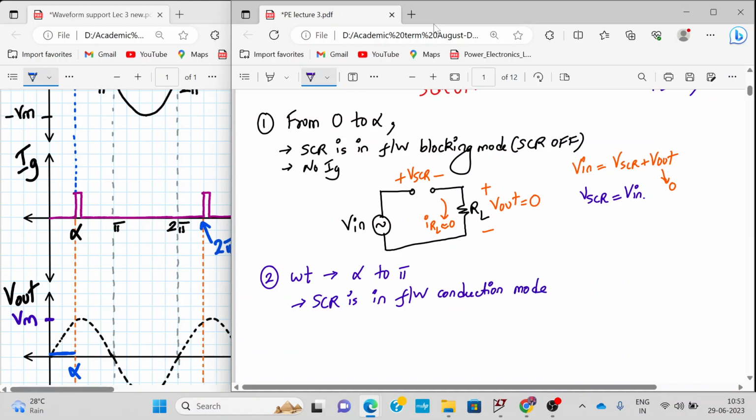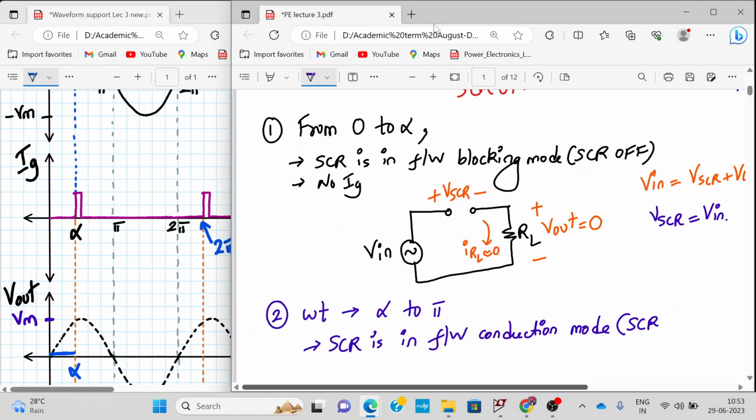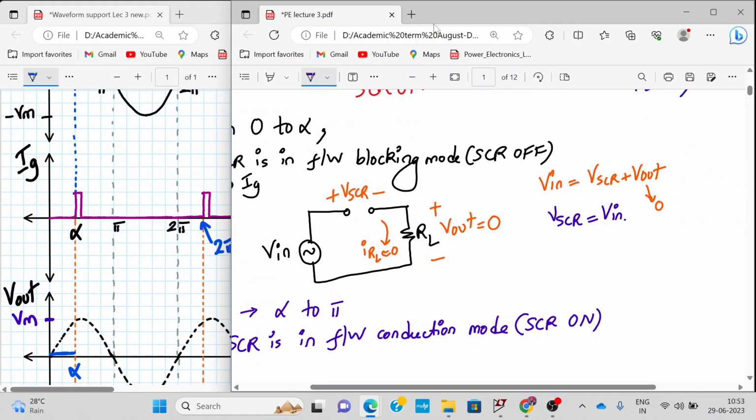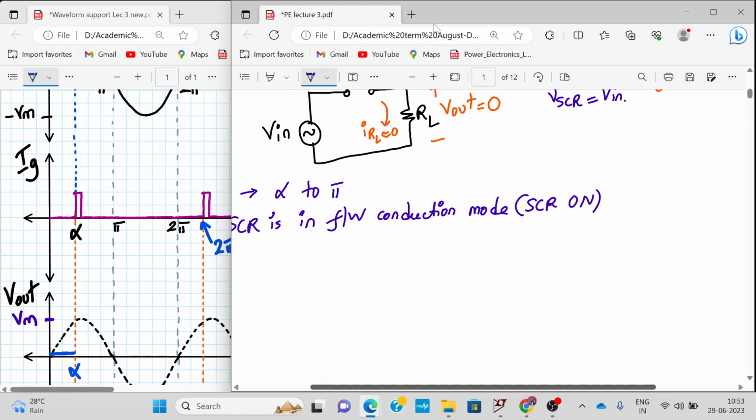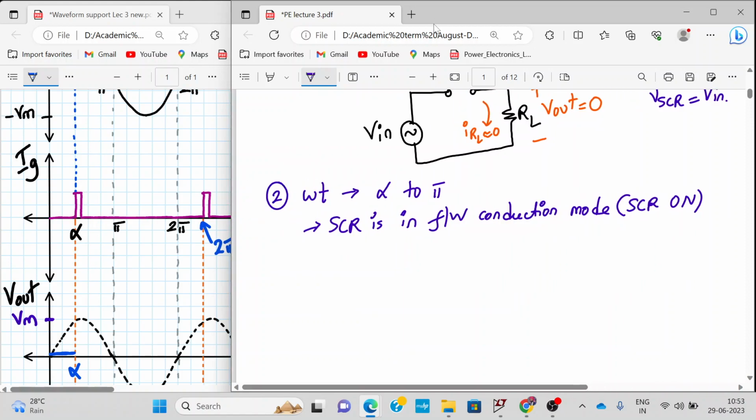Okay, so SCR is in the forward conduction mode means what? The SCR is on. SCR turns on over here. So when SCR turns on, it will behave as a short circuit. It is replaced by a short circuit because the voltage across the SCR is considered to be almost zero.